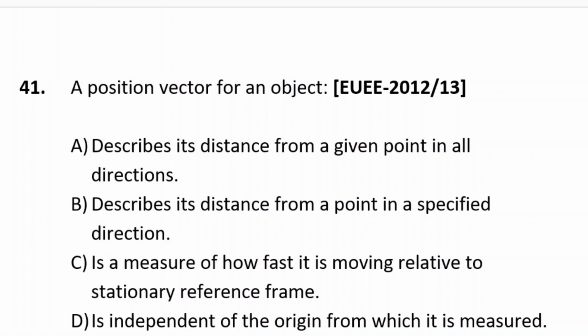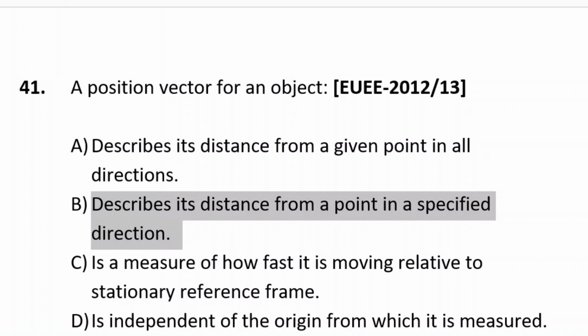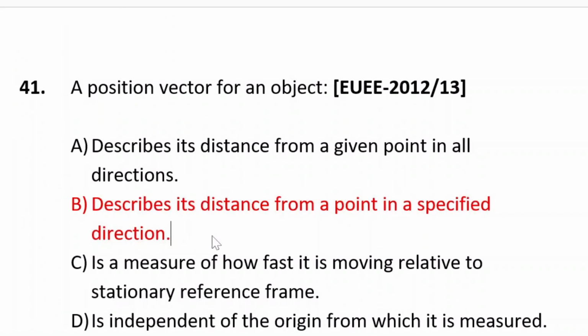A, a position vector of an object describes its distance from a given point in all directions. B, describes its distance from a point in a specified direction. C, a measure of how fast it is moving relative to a stationary reference frame. D, is independent of the origin from which it is measured. So from the given alternatives, the correct answer which describes the position vector of an object is alternative B, which says it describes its distance from a point in a specified direction.